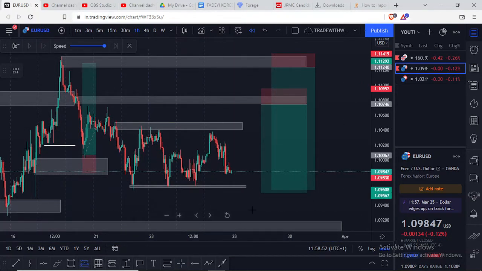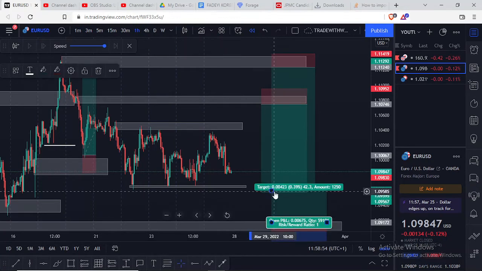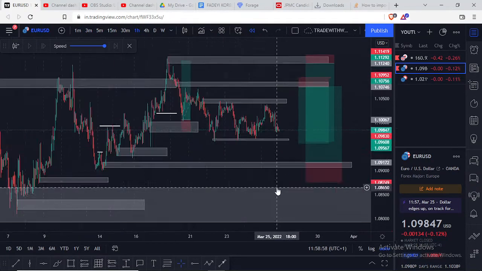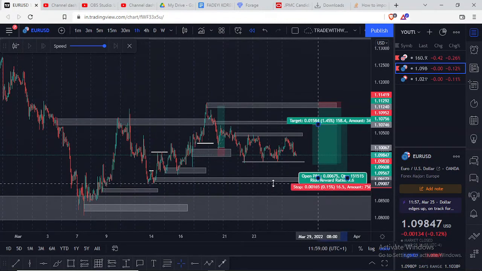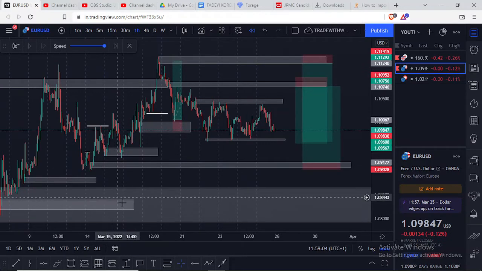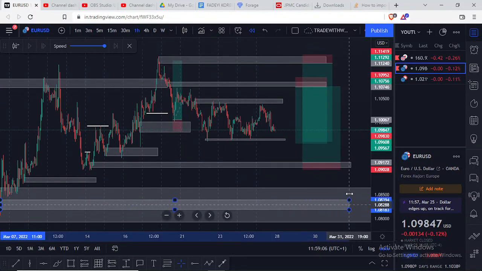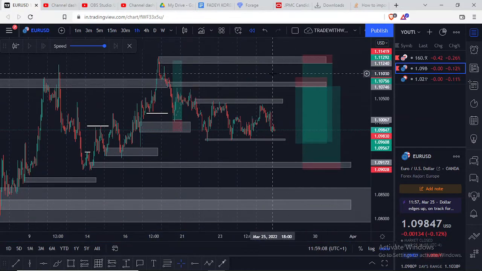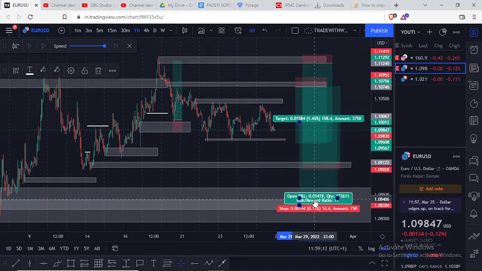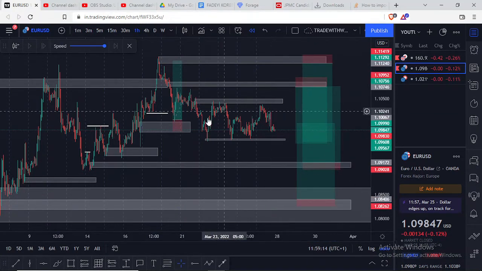Beautiful. And then you can take it up to this point. Yeah, that's what I'm expecting on Euro USD. We have two extreme zones like that. So we have two extreme zones for supply, and we have two extreme zones for demand. So this is what I'm expecting for Euro USD next week.